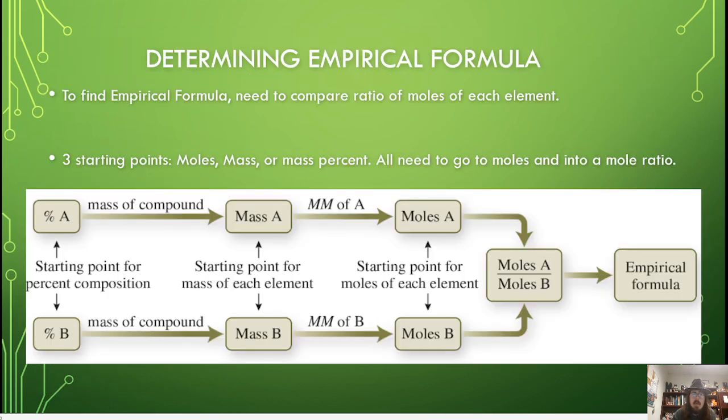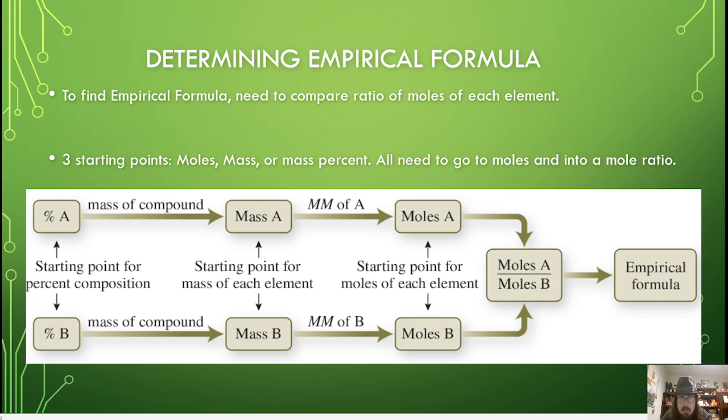But here is the mathematical way we can determine the empirical formula of a compound that's made up of element A and element B. The end goal is always to compare a ratio of moles of each element. We can only compare moles. Why moles? Because moles are our counting unit.